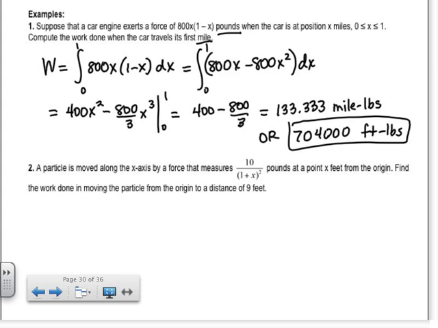All right, same thing for the next one. So I'm integrating. My force is 10 over 1 plus x squared. And I'm going from 0 to 9. So from the origin to 9 feet. Okay. You can do this with your calculator, but let's say that you didn't have your calculator. This was a non-calculator question. How would you do it?